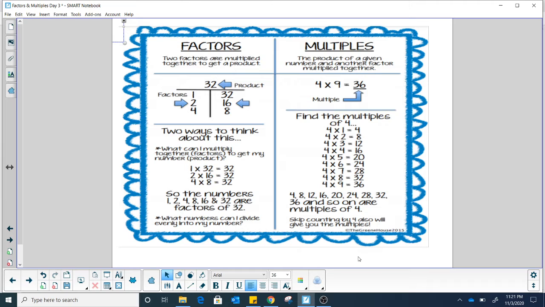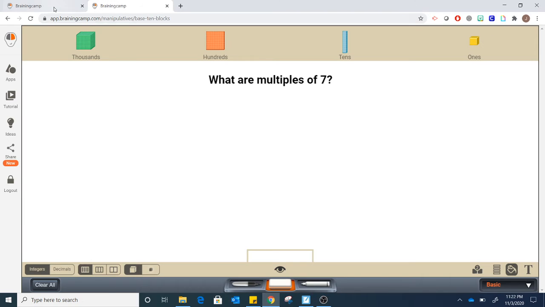The key thing to remember with factors and multiples is that factors have a limited amount. There's a limited amount of factors that can equal a product. But multiples can go on and on and on forever. So let's put this to practice. I want to know what you think some factors of 36 are. Go ahead and put your thinking into play pause it.